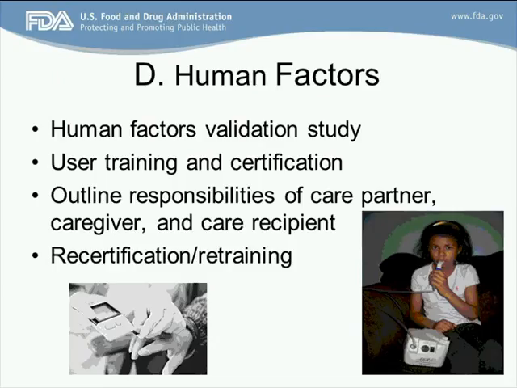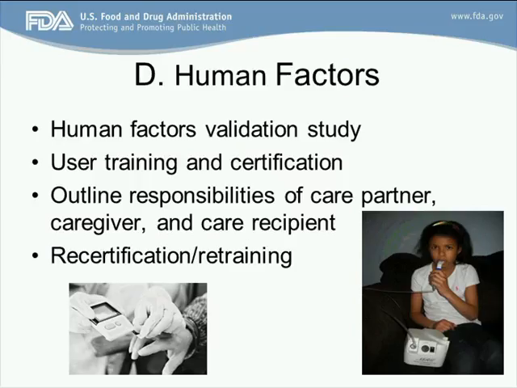So those were the three big areas, the three integral areas we're looking at: the design of the device, the environment in which it's going to be used, and then the user themselves. The other pieces of the guidance document were human factors, and I can't emphasize enough, you should be looking at human factors and usability testing of your device.